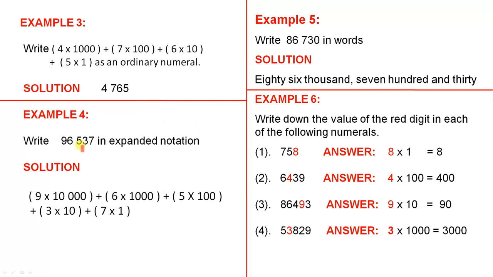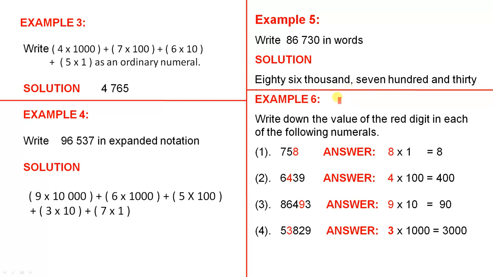Example 4. Write 96,537 in expanded form or expanded notation. So that's units, tens, hundreds, thousands, and 10,000s, as we saw in our earlier table. So that's 9 times 10,000, plus 6 times 1,000, plus 5 times 100, etc. And that is expanded notation. Example 5. Write 86,730 in words. 86,730. It's quite straightforward if you just take your time.